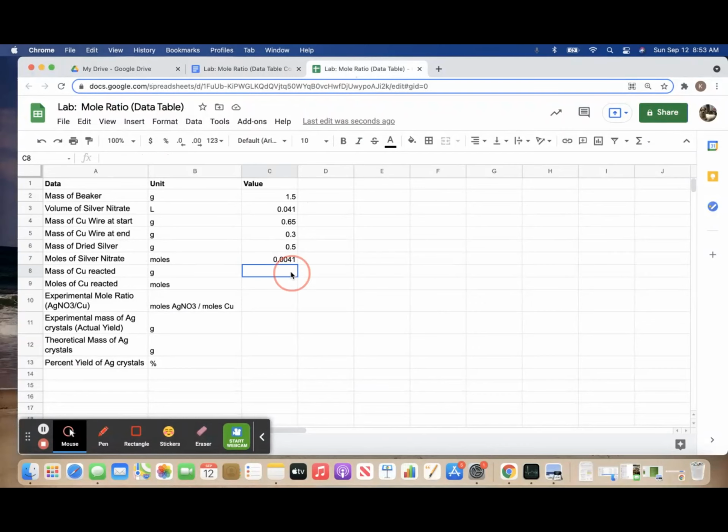So the mass of the copper reacted is going to be the two masses. So the mass of copper at the start minus the mass at the end, because we know the rest of it reacted. So we're going to do equals. And then the command for subtraction is minus. So you keep writing that, and then you click it, and your parentheses will open. You're going to do value 1 and then value 2. So the mass of the wire at the start is C4, then do a comma and a space. And then the one we want to subtract is at the end. Close the parentheses and hit enter.